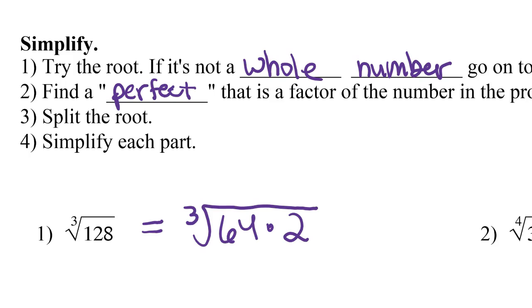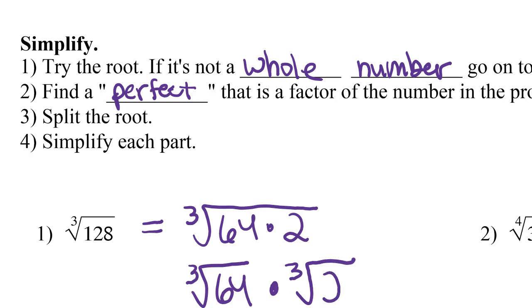That's what I mean when I say the next step, which says split the root. You split it up. But it has to be something that can come out to a whole number. The third root of 64 can come out to a whole number. So when we split it up, we're going to say it's the third root of 64 times, watch this, it's still the third root. The third root of 2.